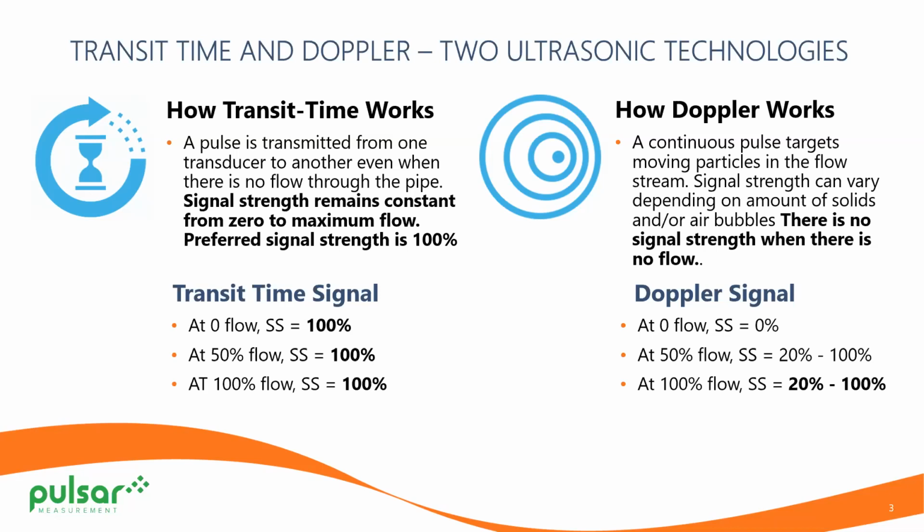The chart you see at the bottom is a little redundant, but it shows that from 0 flow to 100% flow, you should see 100% signal strength from transit time. Doppler, 0 flow, 0%, and then all the way up the scale, it can range from 20 to 100%. With a Doppler meter, for great measurement, you don't need 100% signal strength. I've had success anywhere between 20 and 100%. My rule of thumb is when I fall below, say, 20 to 25%, I start to look at the measurement and ask, is this really reading accurately? But typical signal strengths we see vary in that range.